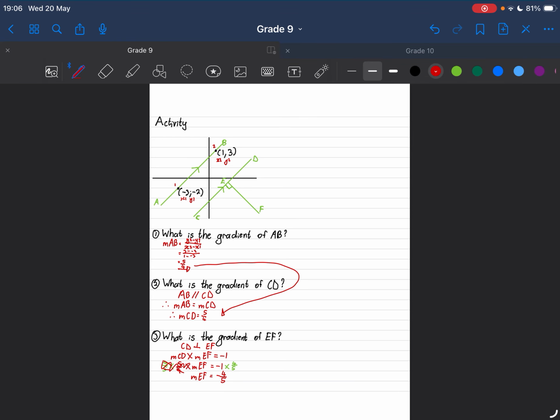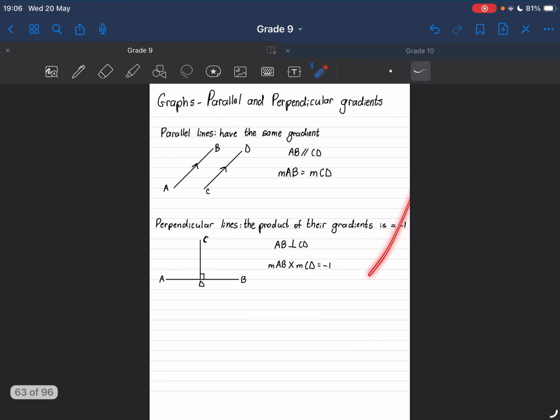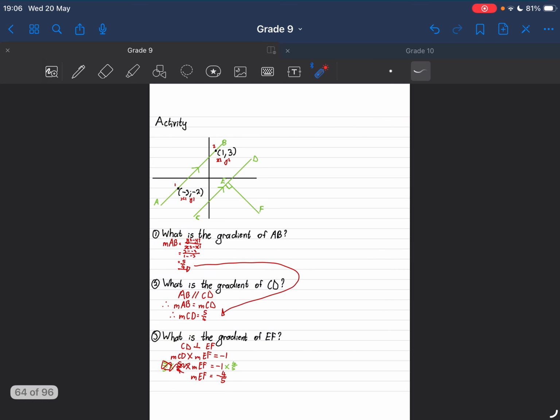So we found all three gradients using just this idea. Well, the first one was obviously using coordinates, but the other two used the parallel and perpendicular gradient properties.